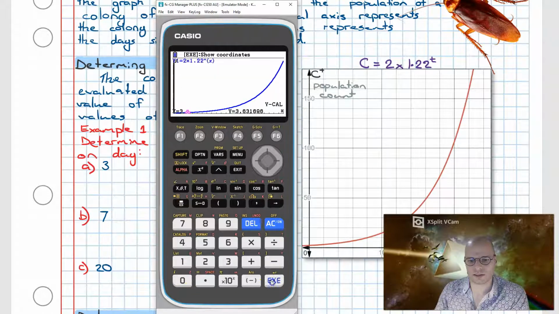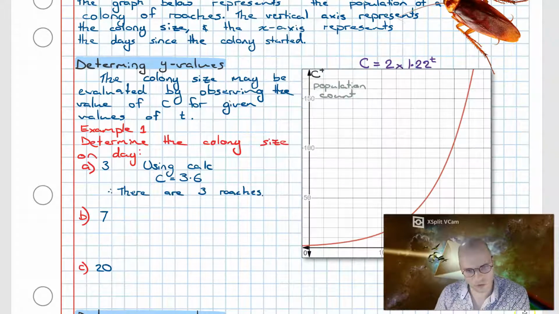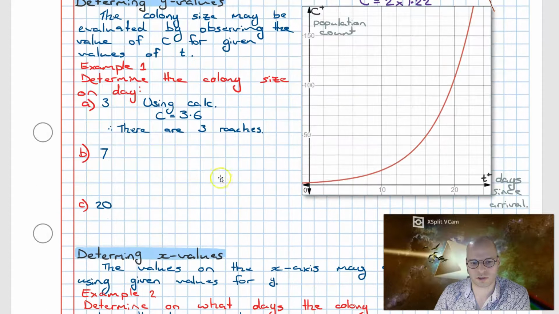For day 3, it's going to give us a value of y equals 3.631696, but we need to use context here. On day 3, there are 3.6 cockroaches. We don't have part of a cockroach, we have a whole cockroach. So on day 3, we're going to have 3 cockroaches. So I say using calc, C equals 3.6, so therefore there are 3 roaches.